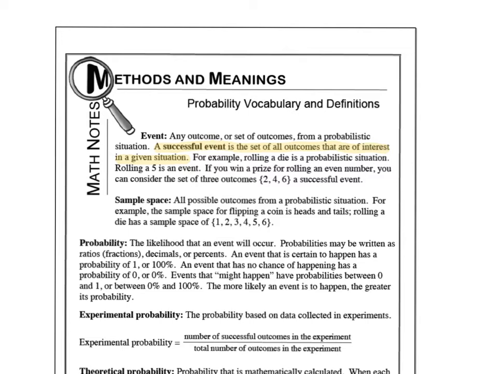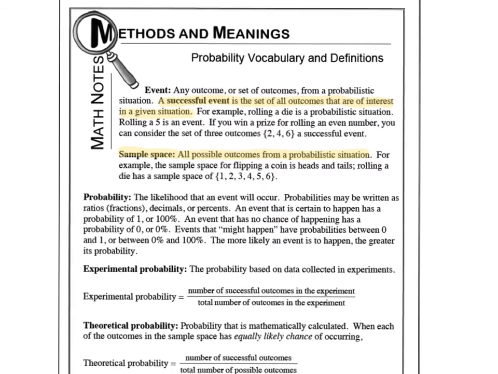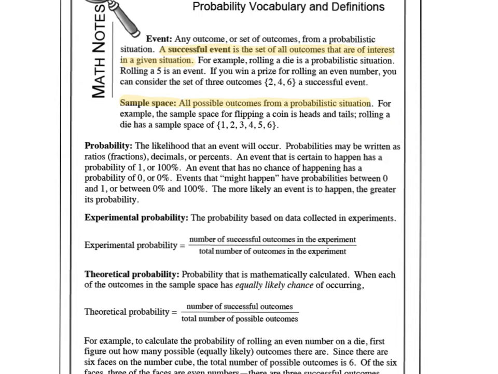The sample space is all of the possible outcomes, and the sample space is what makes up our denominator when we look at our probability. Our probability is the chance or likelihood that something will occur. It can be written as a ratio or a fraction, a decimal or a percent. And then all probabilities are between 0 and 100%.